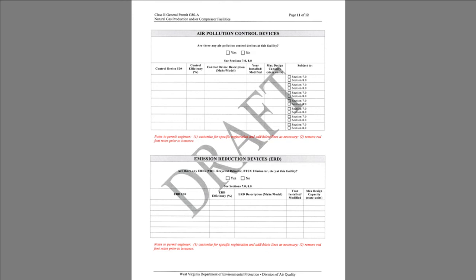The next page deals with the air pollution and emission reduction devices, where we'll list the control efficiencies associated with them, what it's controlling, what the capacity of it is, and what section it is subject to, and we'll indicate that for both of those.